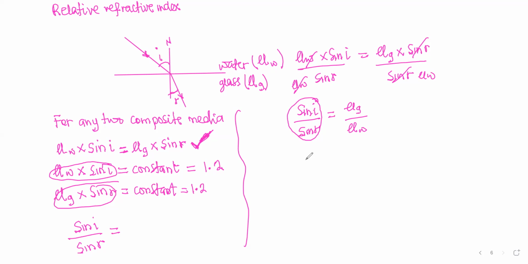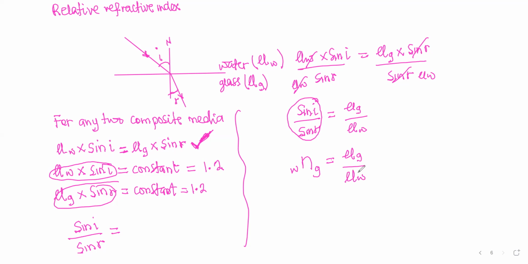So this can also be expressed as the refractive index as light moves from the first medium, which is water, to the second medium, which is glass. The left-hand side, which is sine I over sine R, can also be expressed as this. The refractive index as light moves from water to glass is equal to the ratio of the refractive index of glass to the refractive index of water.